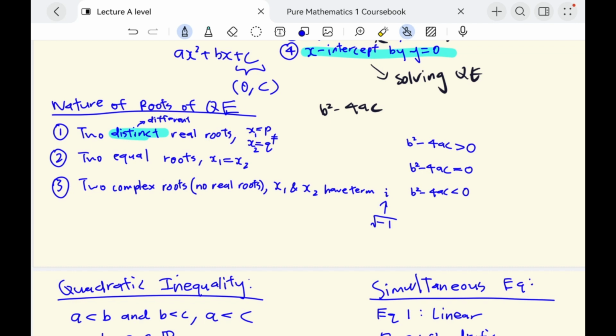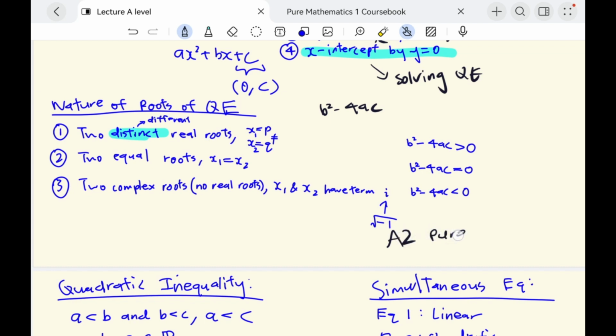So there are three types of nature of the roots: two distinct roots or different roots, two equal roots, and two complex roots, aka no real roots. Provided that your two roots have the term i. The i refers to the square root of -1. This is the complex number.